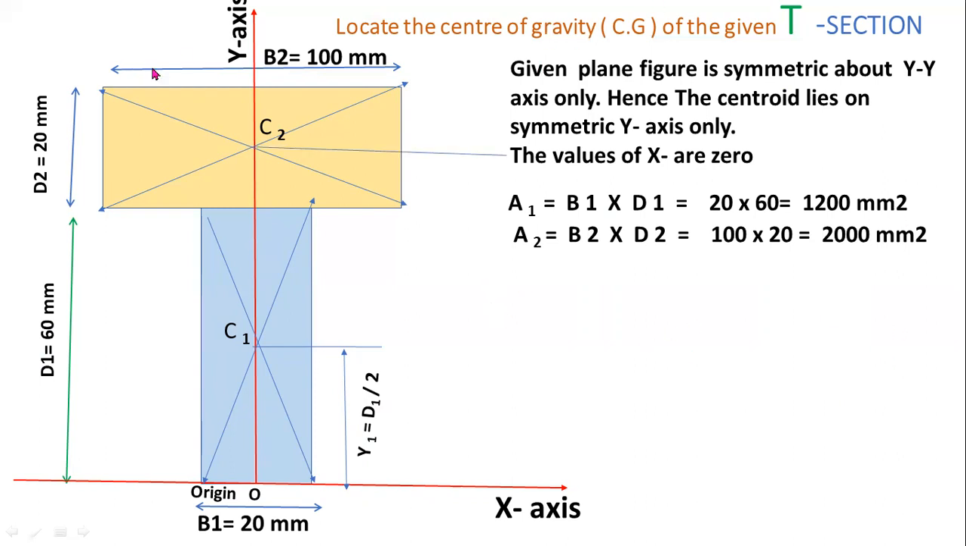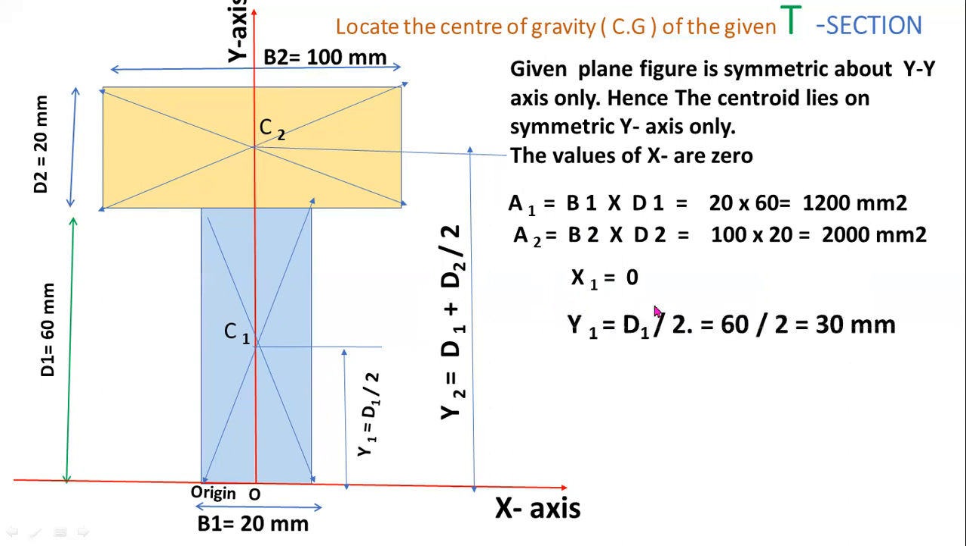In a similar way, y2 is the distance of centroid C2 from the x-axis. So here y2 equal to the depth of the bottom rectangle d1 plus half of the depth of the top rectangle, d1 plus d2 by 2. Here, this given T section is symmetric about the y-axis, so x1 and x2 are 0. x1 equal to 0, x2 equal to 0.